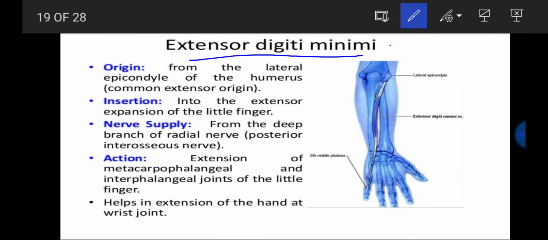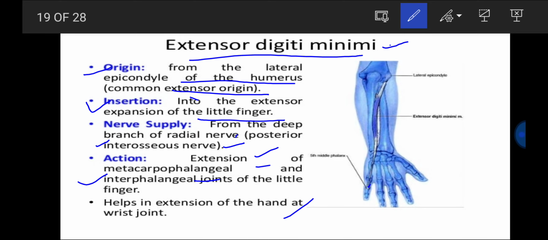Extensor digiti minimi. Origin: lateral epicondyle of the humerus, common extensor origin. Insertion: into the extensor expansion of the little finger. Nerve supply: radial nerve, posterior interosseous nerve. Action: extension of the metacarpophalangeal and interphalangeal joints. Helps in extension of the hand at the wrist joint.